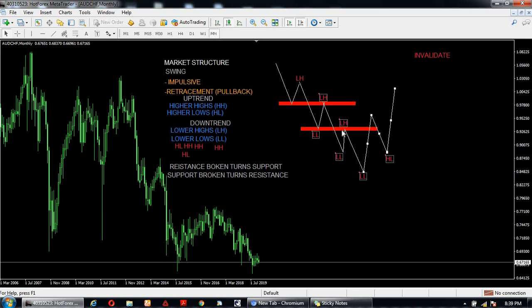Now the trend is changing from a downtrend to an uptrend. And in an uptrend, we would be expecting to see higher highs and higher lows. So you see, price comes, takes out the most recent higher low, makes a new high that is higher than the previous high. So that is a higher high. Now price comes back, makes a low that is higher than the most recent low. So it's a new higher low.